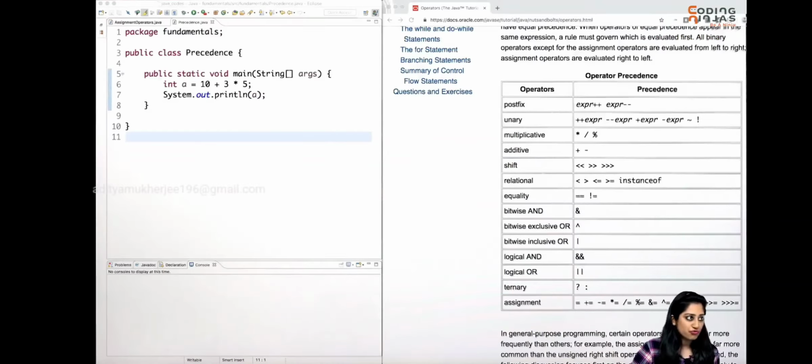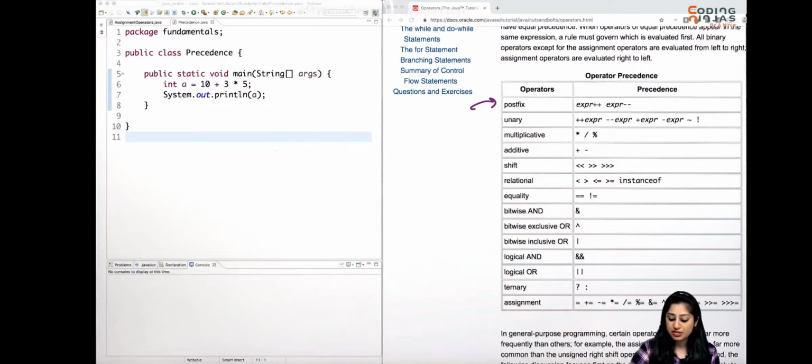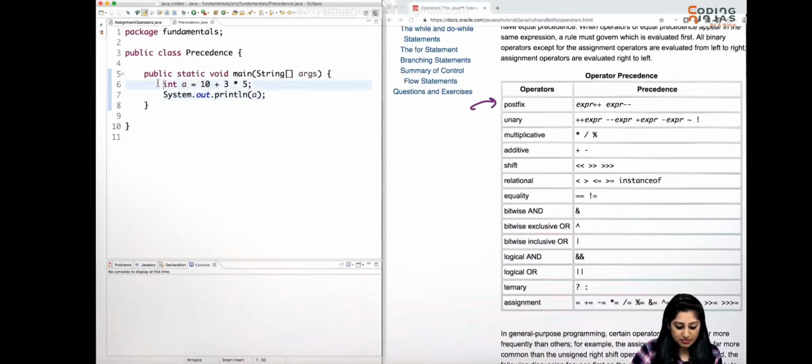Now what about other operators that we have talked about so far? So I have a precedence table opened here, and using that precedence table we can analyze which operator will be evaluated first and which will be evaluated later. So postfix operators, if you have them in an expression, they actually have highest precedence. Now what does that mean?